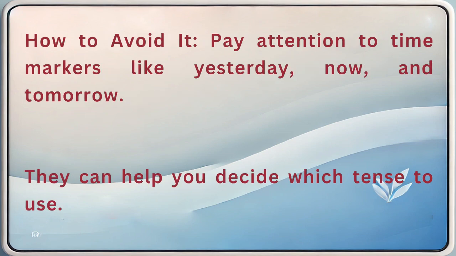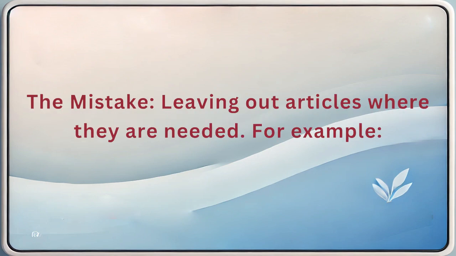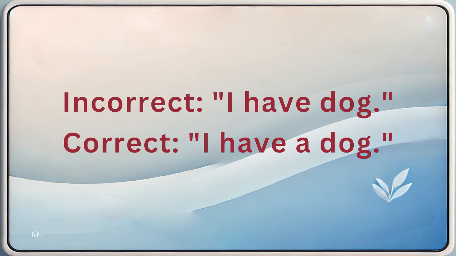How to avoid it. Pay attention to time markers like yesterday, now, and tomorrow. They can help you decide which tense to use. 3. Missing articles, a and the. The mistake: leaving out articles where they are needed. For example, incorrect: I have dog. Correct: I have a dog.